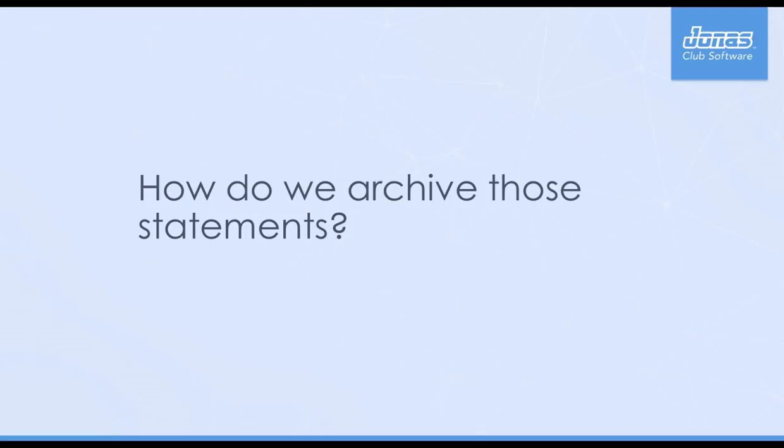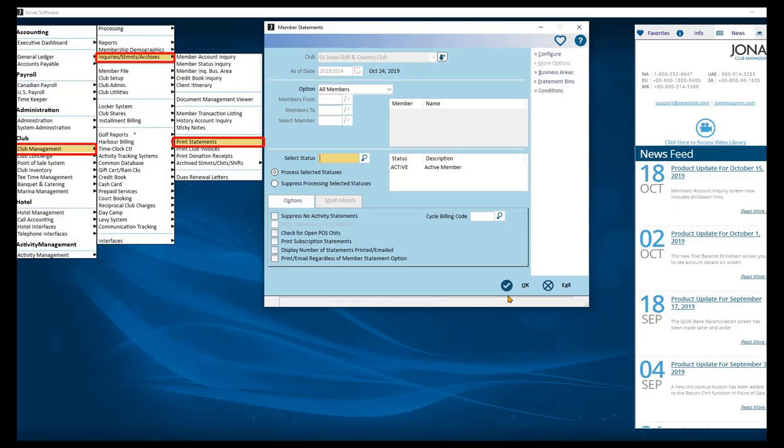We have just reviewed the setup steps to archive documents. So how do we actually archive them? Number one, statements can be archived during a statement run: Club Management, Inquiry Statement Archives, Print Statements. Up to 99 copies can be stored for each member's statement for a billing period. You are asked if you would like to archive statements each time you print them.